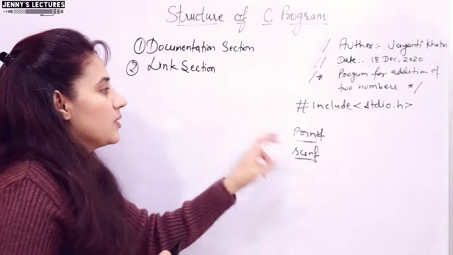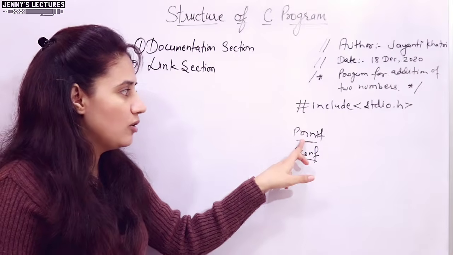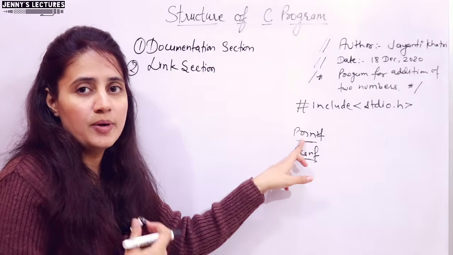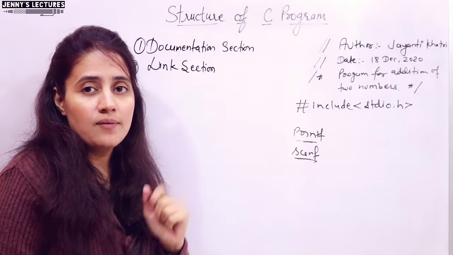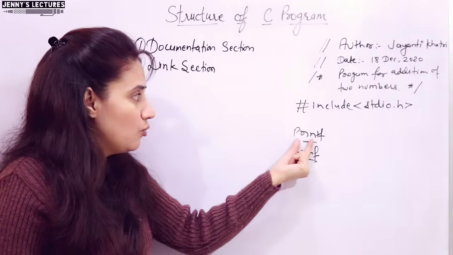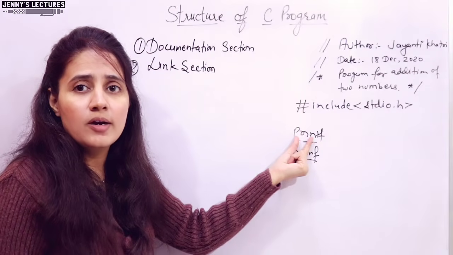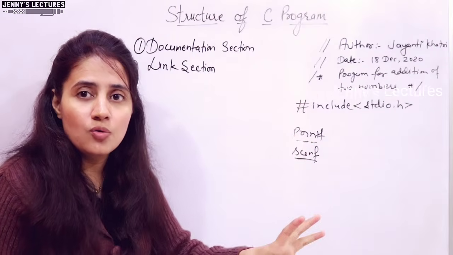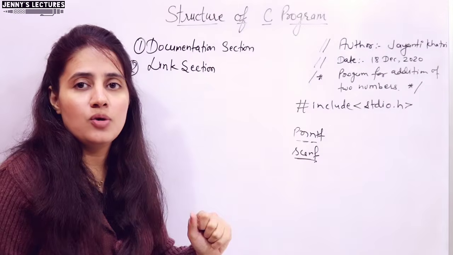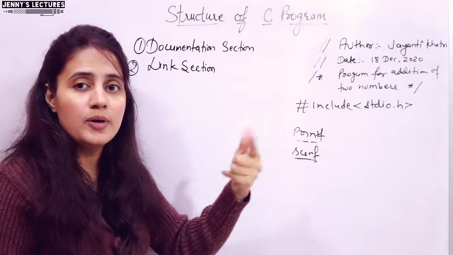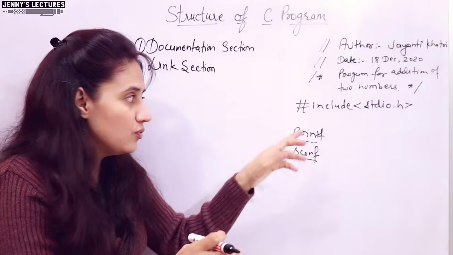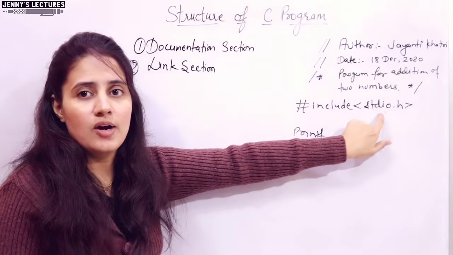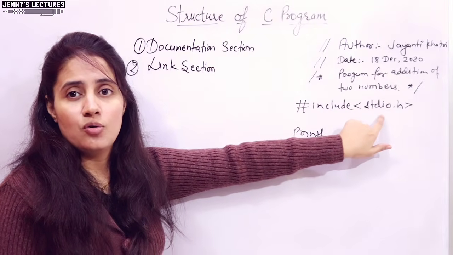Why so? Because see, the compiler doesn't understand what printf means. We understand printf is to give output, to print something on screen. But the compiler does not have its own brain. It will not understand what printf means. So you have to provide the meaning, the code. And when the compiler looks at that code, only then is it able to understand that printf means it has to print something. And where is the definition of this function, where is the code about this function written? In this header file, in this library stdio.h.